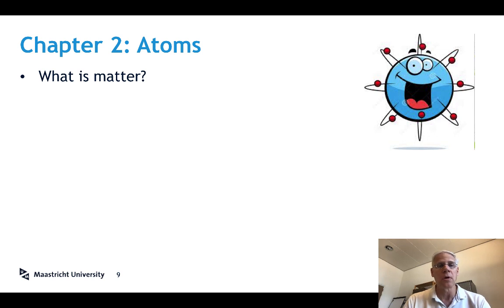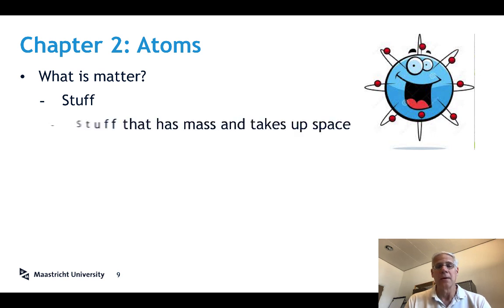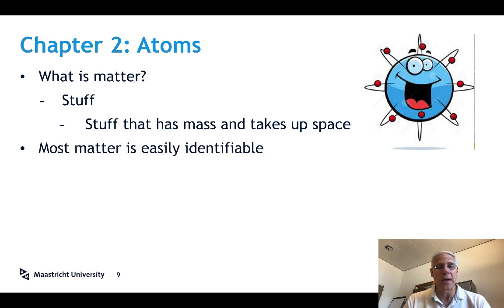So we're going to start in on chapter two with atoms. And the first thing that we wanted to ask ourselves is, what is matter? Well, we can put it in a simple word. We can say that matter is stuff. And a little bit more specific, we can say that it's stuff that has mass and takes up space. Now, that's not a really great definition, so we're going to get into this in a little bit more detail as we start to talk about atoms.